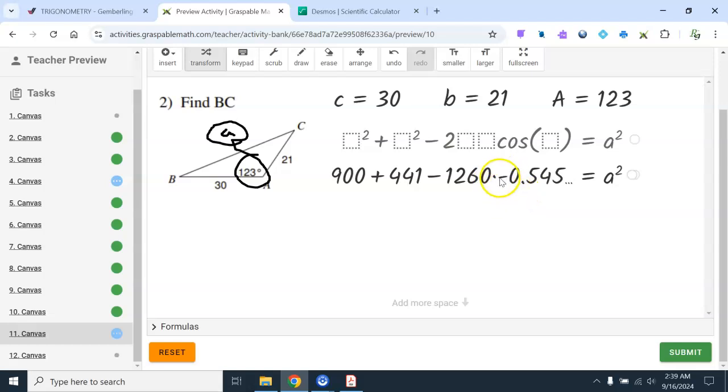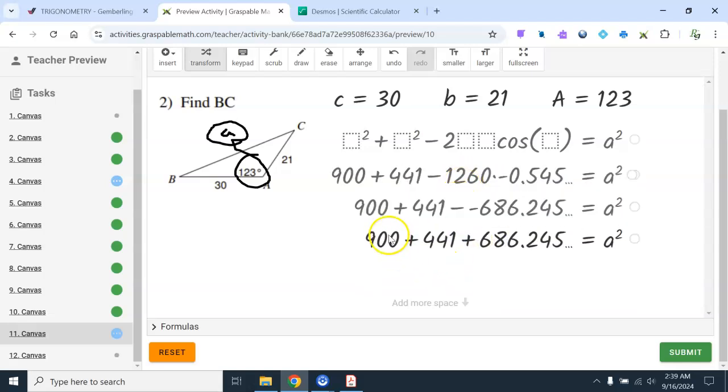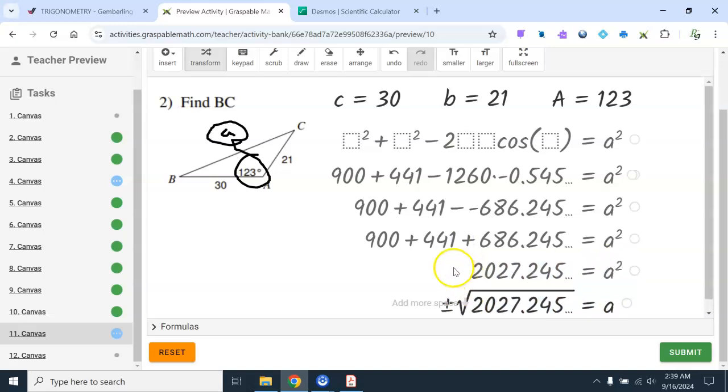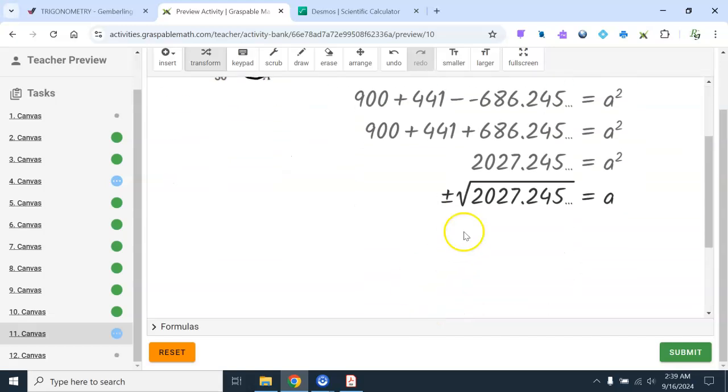There's that negative I was talking about. So under multiplication, we'll end up in an addition problem. So hopefully you got approximately 2027, and take the square root of it. Hopefully you got a final answer of about 45.025.